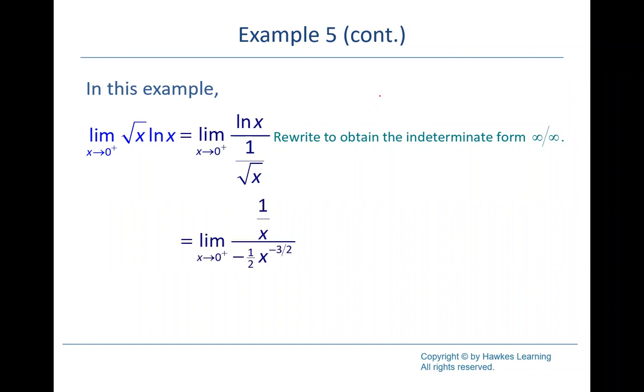So differentiating each of these, we know ln x will differentiate to 1 over x, and we can rewrite 1 over root x as x to the negative 1/2 and differentiate this using the power rule, giving us negative 1/2 x to the negative 3/2. We can simplify this expression now down to negative 2 root x.